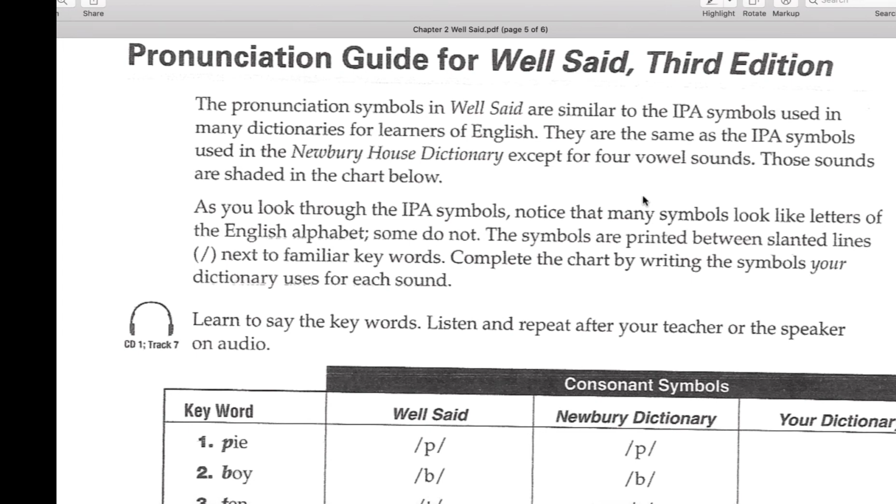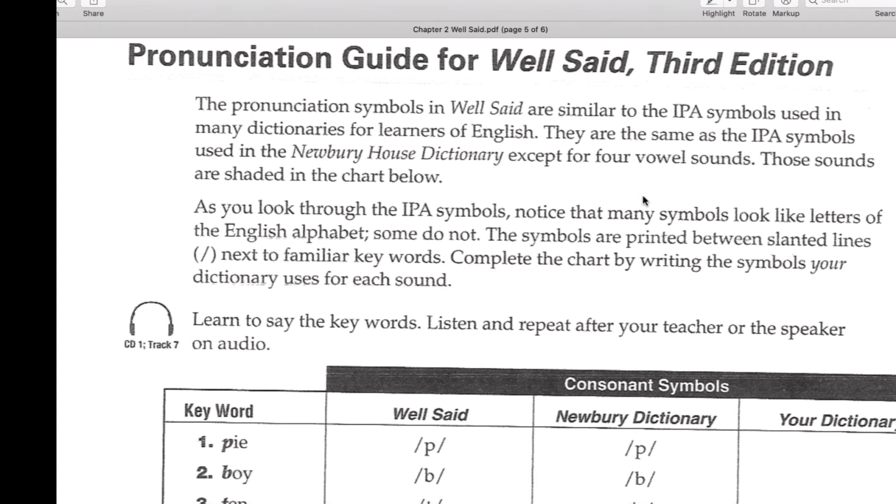Okay, go ahead and turn to page 16 and 17 in your text Well Said, edition 3, and you can follow along with me if you would like, or you can just watch the screen. What we are going to do at the very beginning of this semester is we're going to learn a new way to learn a symbol for a sound.